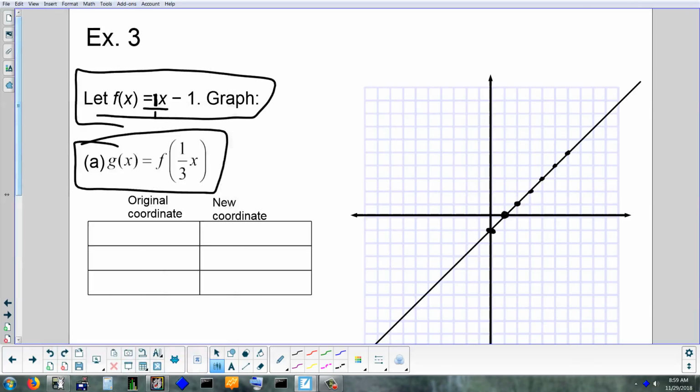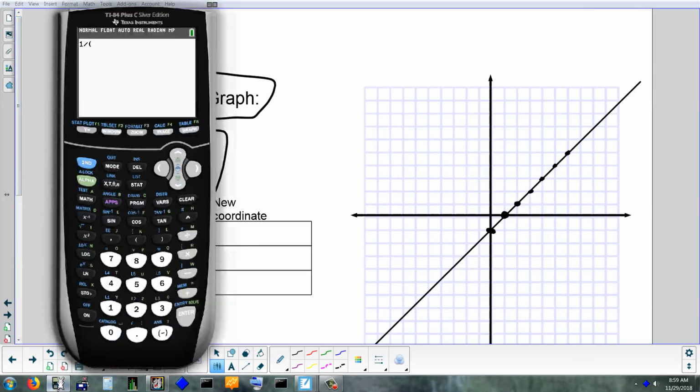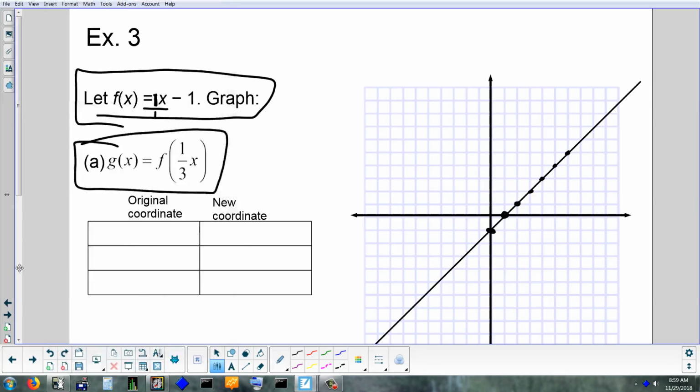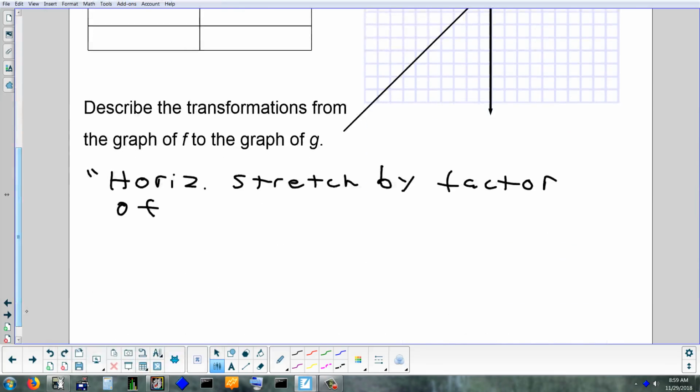What's the number? 1/3. Right? 1/3 is the number. So I'm just using my calculator to figure it out. 1 over the number. I type it in just like that. And it actually just comes out to 3. Okay. So this is a horizontal stretch by factor of 3.